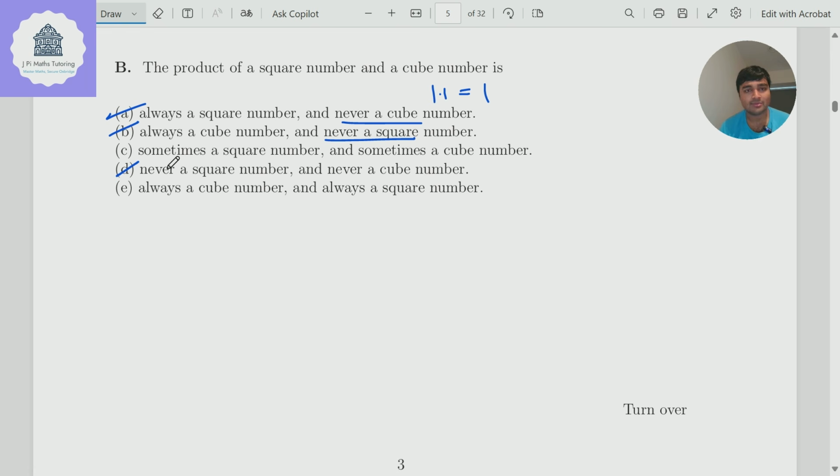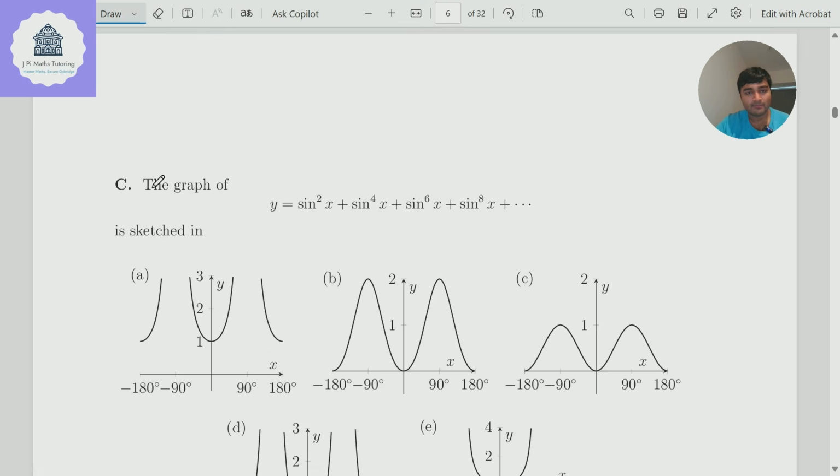So now we just need to assess whether it's always a cube and always a square, and then it's definitely not, because if we choose 4 times 1, 4 being our square number, 1 being our cube number, that's 4. 4 is not a cube number, so it can't be E. Thus our answer is C.